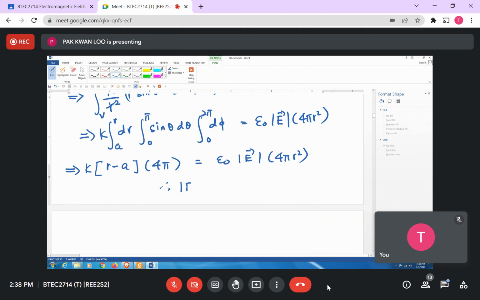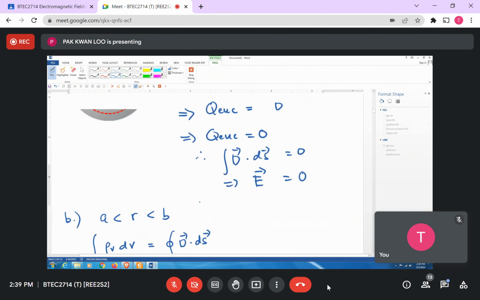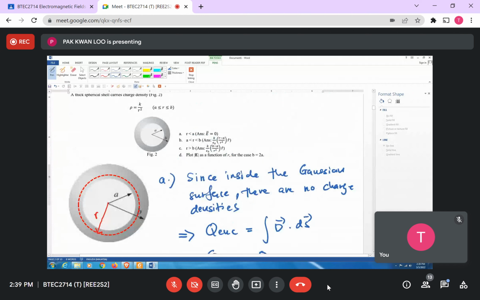Therefore, the magnitude of E is K times R minus A divided by epsilon naught R squared. Okay, so if you want to include the vector, we just remove the magnitude. So that is for the region between A and B.